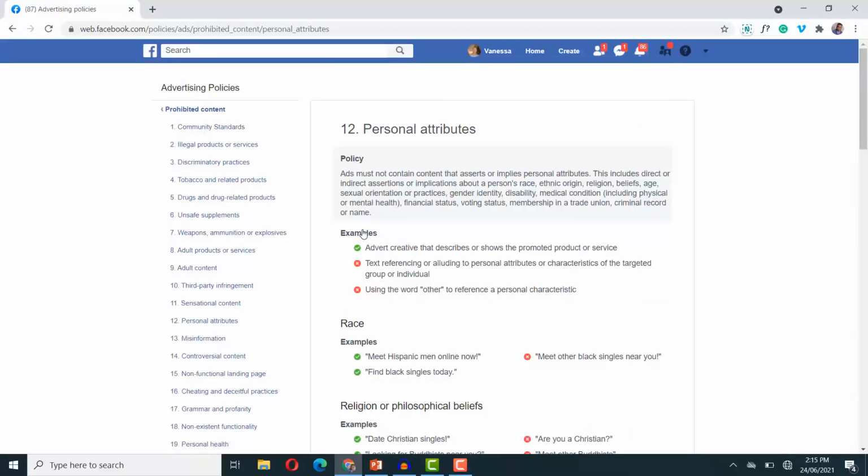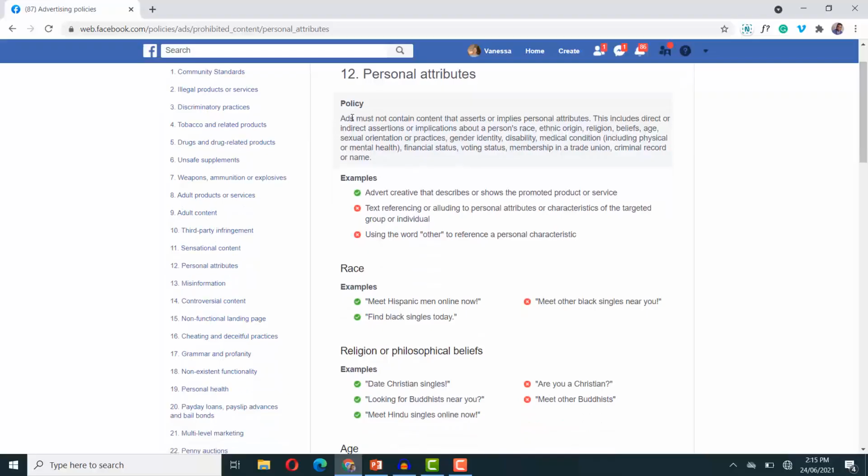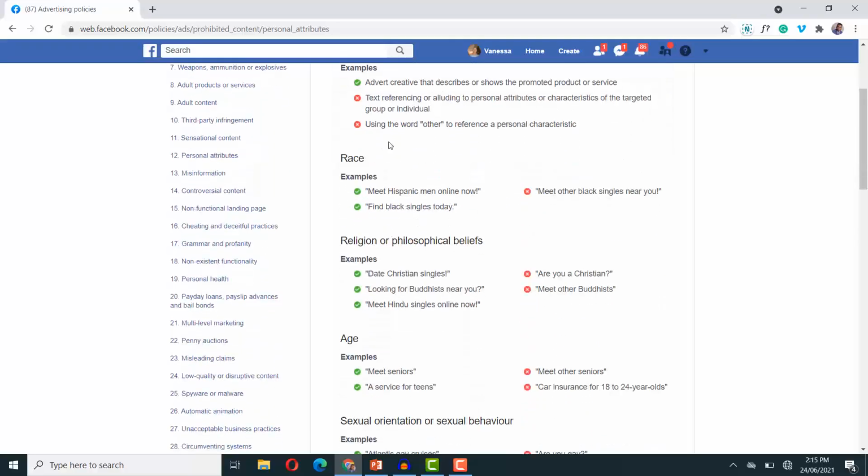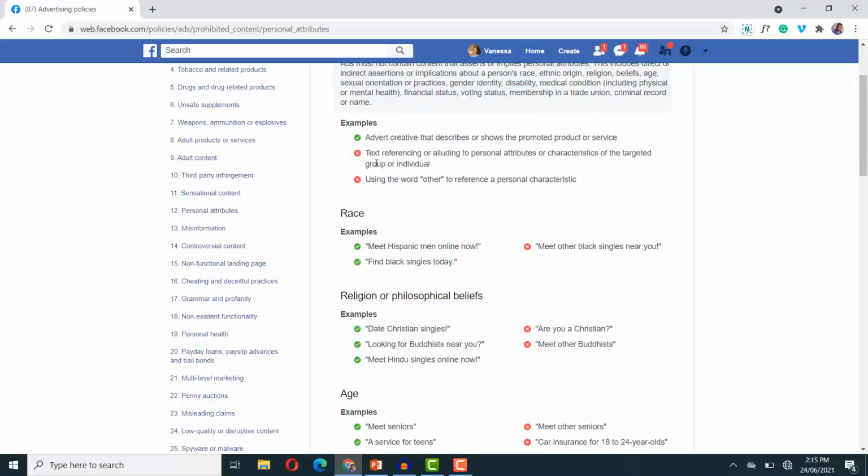Okay, so ads must not contain content that asserts or implies personal attributes. This includes direct assertions. Okay, we've talked about that already. So it says, for example, ad creatives that describe or show the promoted product or service, that's beautiful. But if it's text referencing or alluding to personal attributes or characteristics of the targeted group or individual, that's going to get you banned. So you can say, do you have cancer, right? Let's look at the examples Facebook gives.